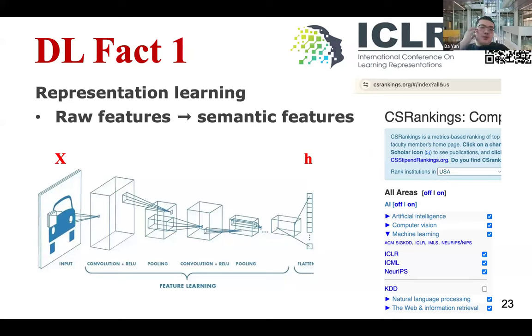It's been less than 10 years for sure, but it has become a more prestigious conference by CS rankings than KDD. By default, we go to CS rankings, which ranks CS departments by how many tier one publications they have, right? So KDD is by default not ticked, and ICLR is ticked for ranking, okay? So you can see the impact of deep learning these days.